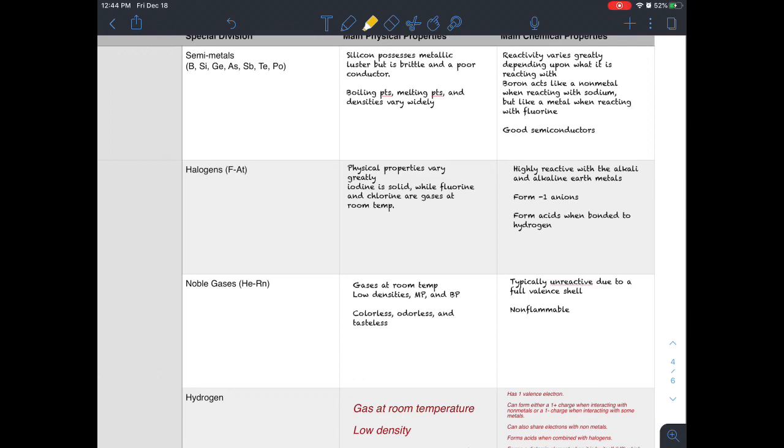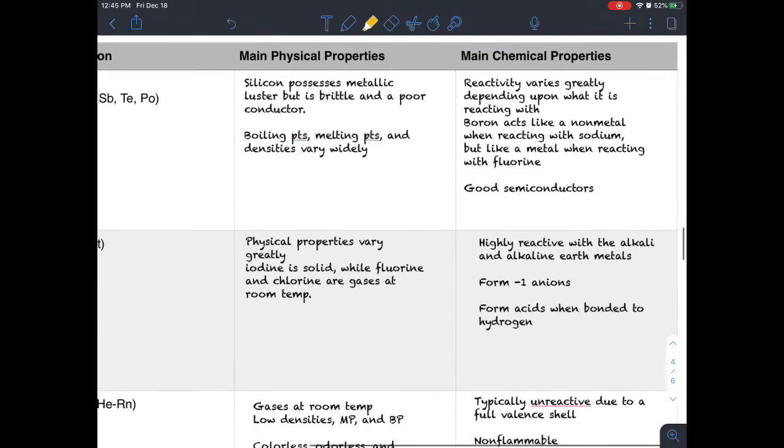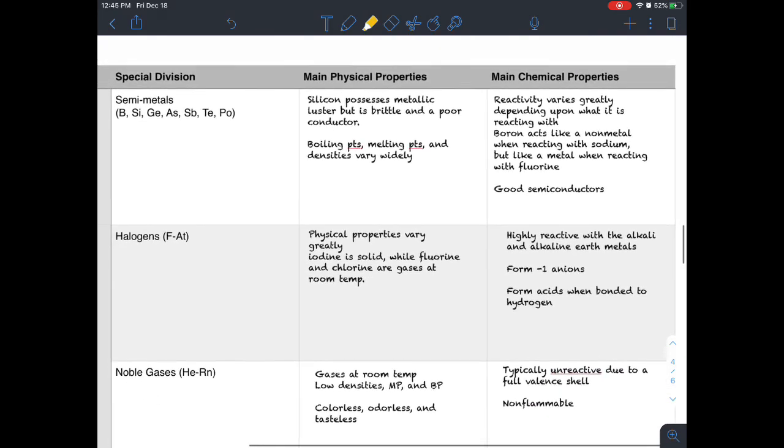All right, some of the major physical properties: these semimetals typically have behaviors that are kind of in between the metals and nonmetals. An example of that is silicon possesses metallic luster like a metal, but it's actually brittle and considered to be a poor conductor. Most metals are malleable and they're good conductors. Silicon does not have those two properties.